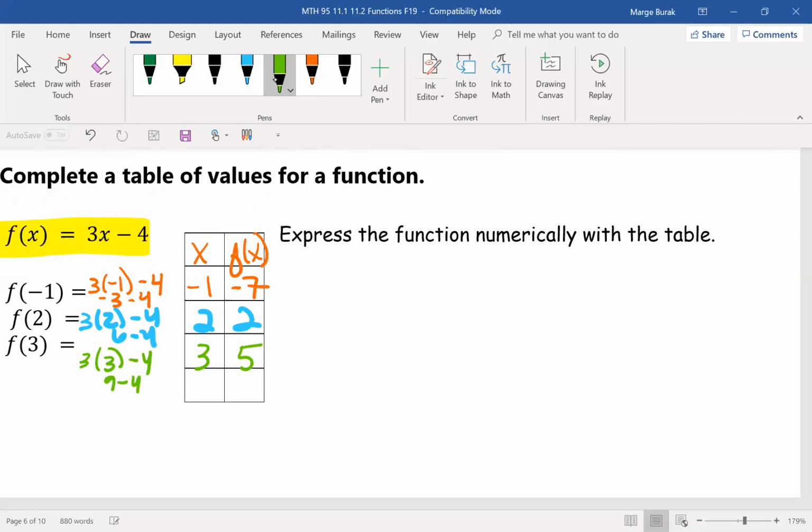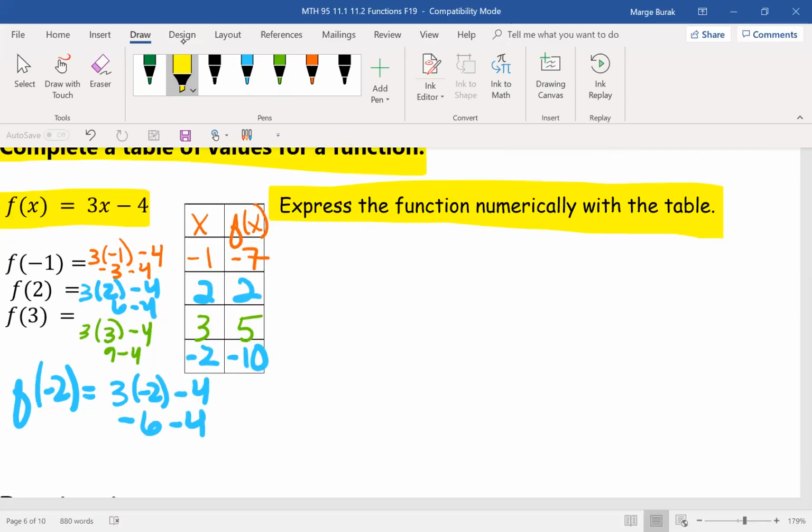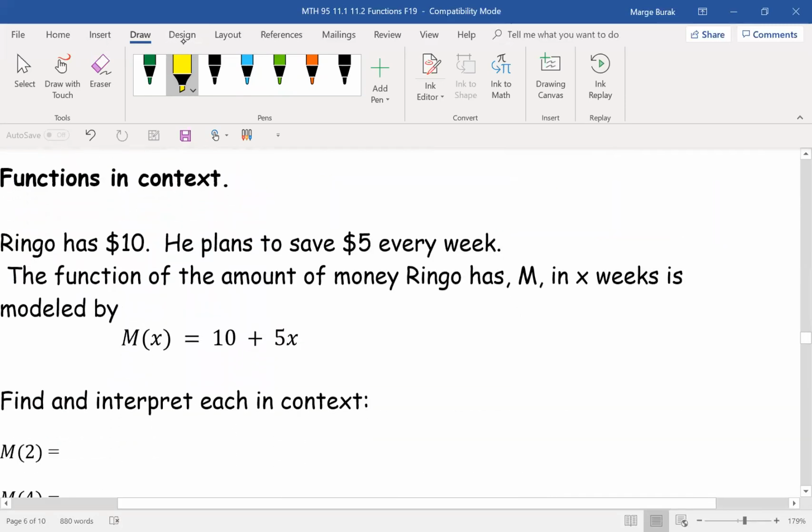You can see you can put in whatever numbers you want here to evaluate the function and to express the function numerically with a table. I might as well throw one more in there. Let's put in negative 2. So f of negative 2 is 3 times negative 2, take away 4: negative 6, minus 4 gives me negative 10. Okay, so we can do that. And I'm going to pause the video here and get the last bit in part C.